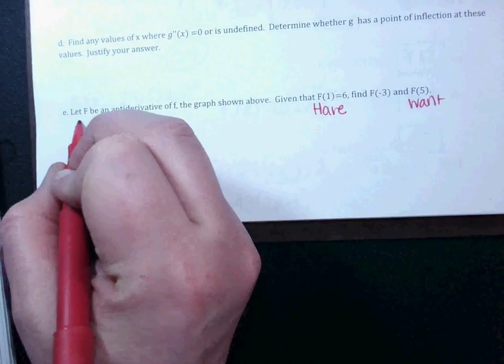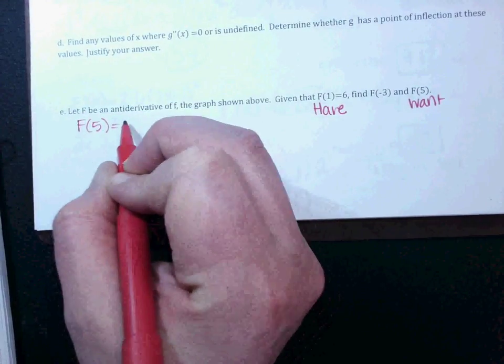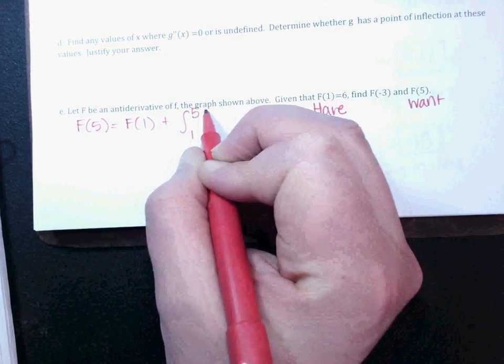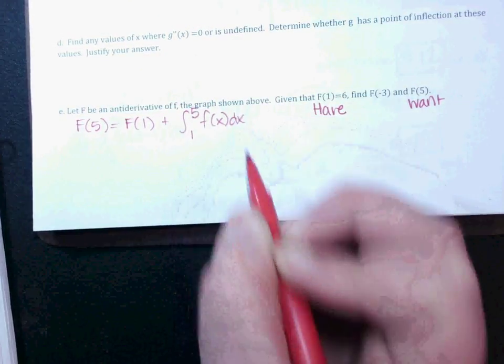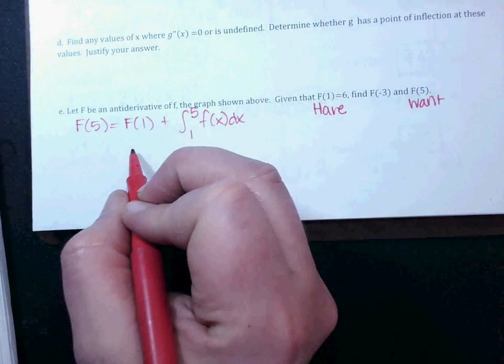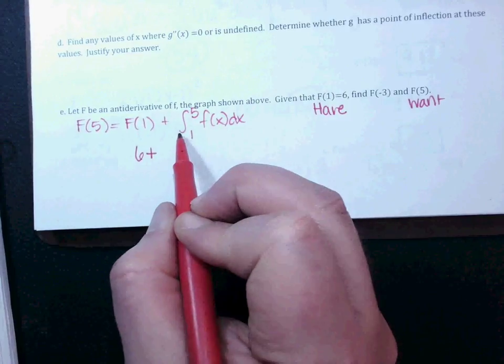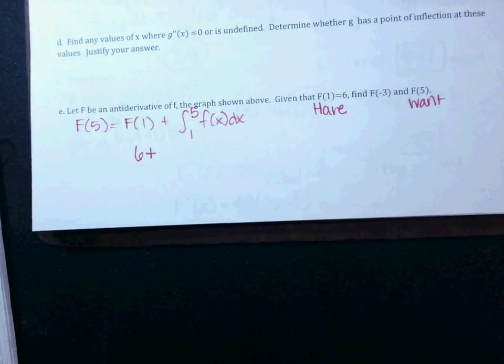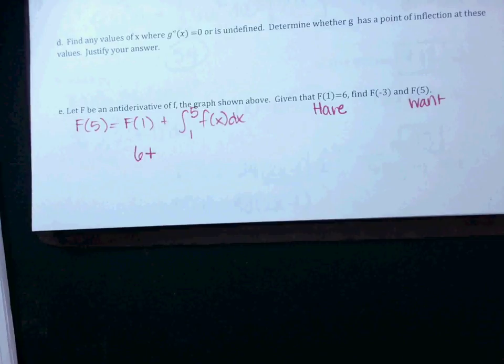So capital F of 5 equals capital F of 1 plus the integral from 1 to 5. What's capital F of 1? It was given to us. 6 plus. And then how am I going to evaluate this integral? Using the graph's area. Very good. So from 1 to 5, look at your picture. Shade from 1 to 5.